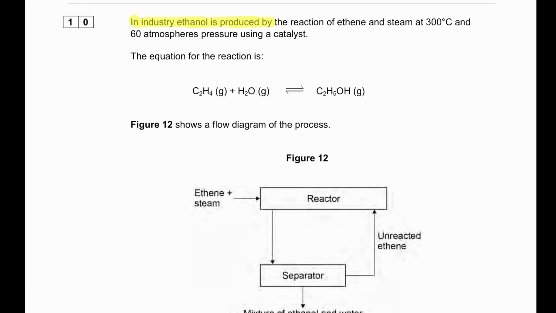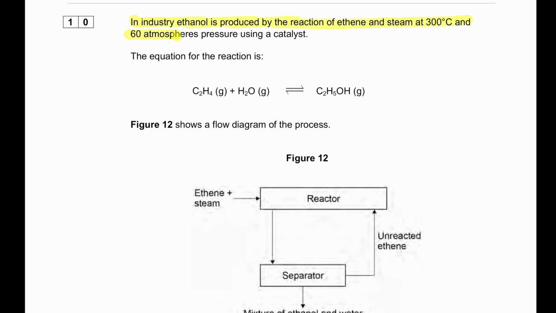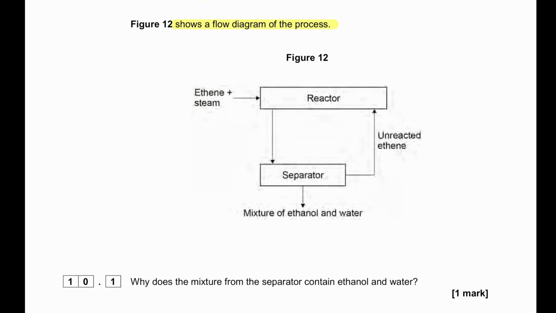In industry, ethanol is produced by the reaction of ethene and steam at 300 degrees Celsius and 60 atmospheres pressure using a catalyst. The equation for the reaction is ethene plus steam produces ethanol. The flow diagram shows the process. Ethene and steam are injected into the reactor. It goes to the separator where the mixture of ethanol and water is extracted, and unreacted ethene is put back into the system.